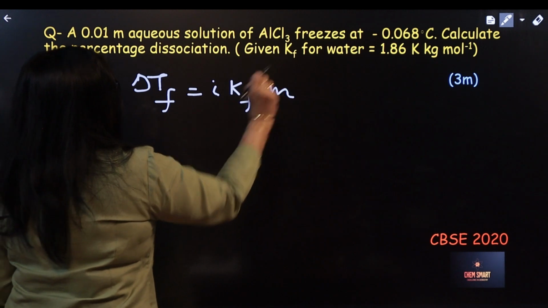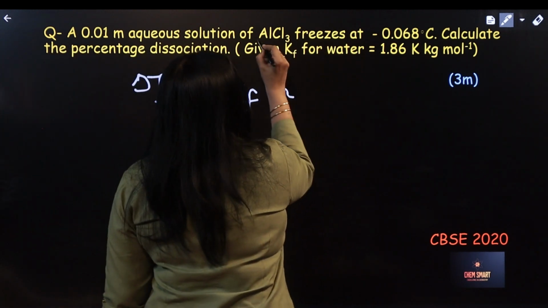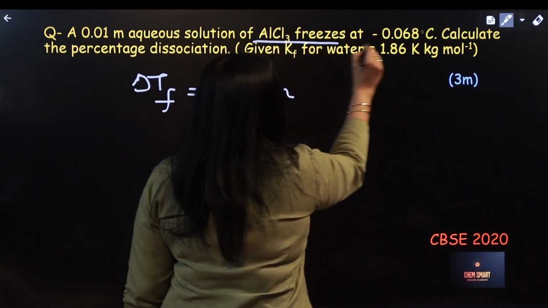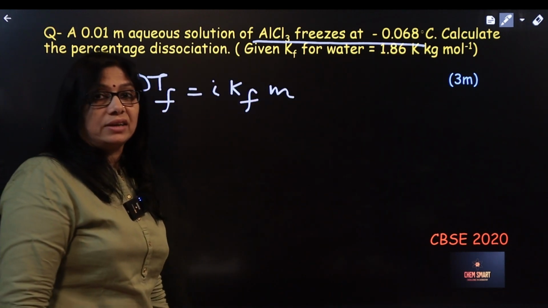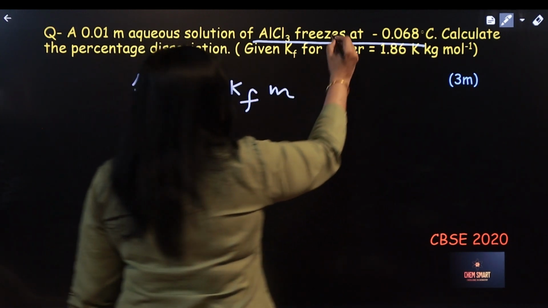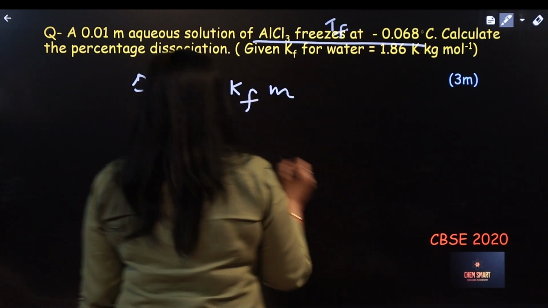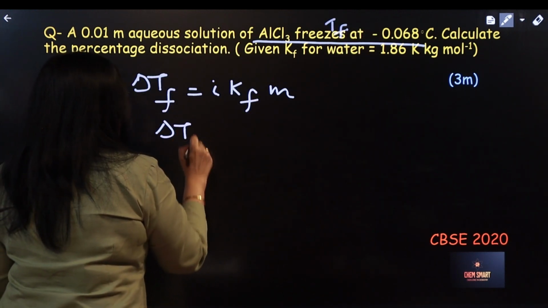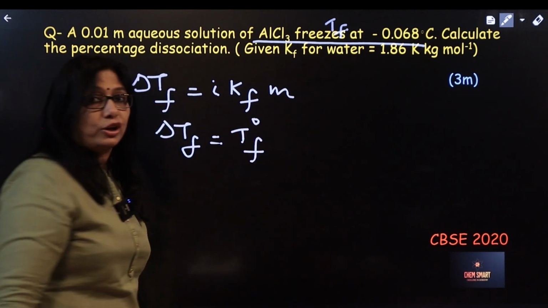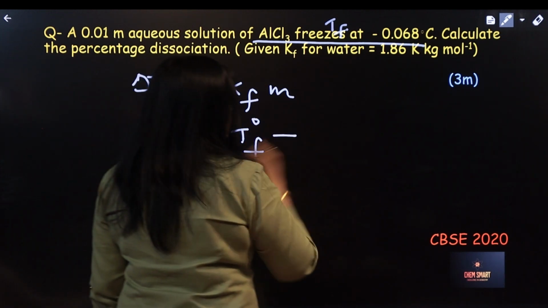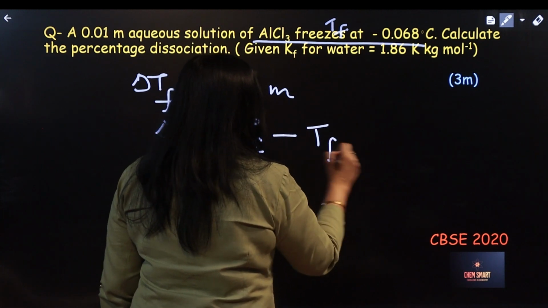So delta Tf, aluminum chloride solution is freezing at minus 0.068 degrees centigrade. So that is Tf. This is Tf. So what is delta Tf? Delta Tf is equal to Tf naught, that is freezing point of pure solvent, minus Tf.